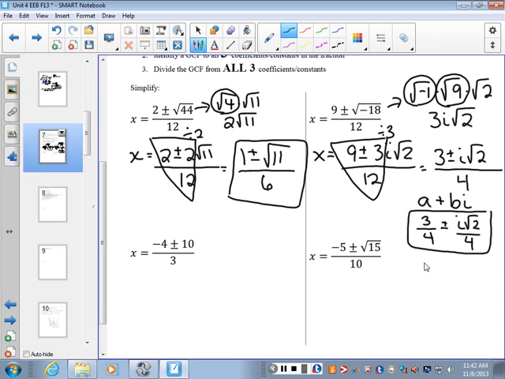Any other questions? Again, the directions on your homework, the directions on your drills, the directions on your tests will all say write imaginary answers in the form a plus bi. So you'll have that.